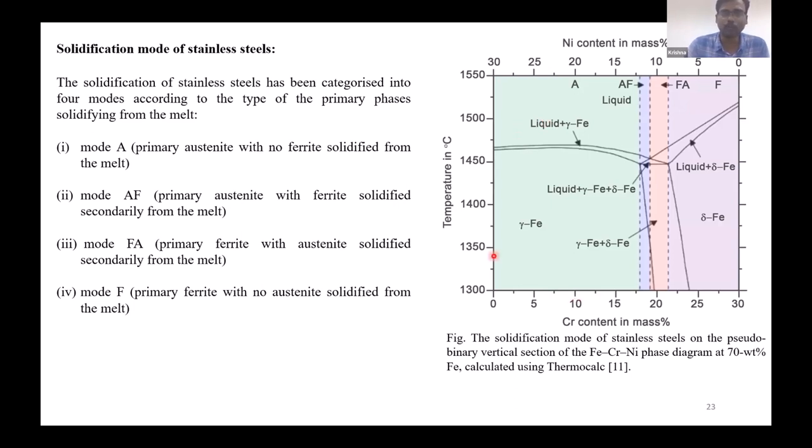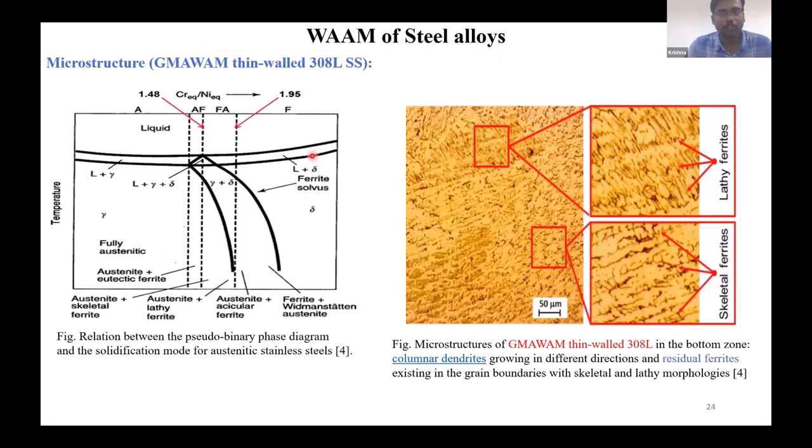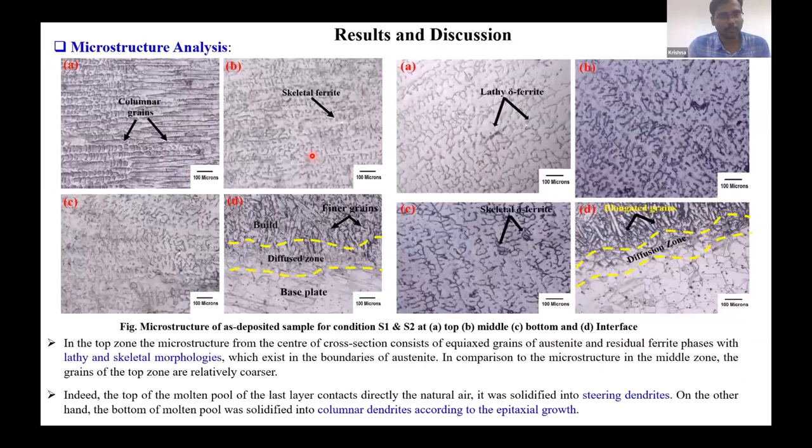solidification. Now, if we go to our microstructures, how the microstructures are being developed, in the literature also, a few people have reported the formation of lacy phases and the formation of skeletal ferrites in the top zones of the microstructures, the top zones of the thin-walled deposited samples.